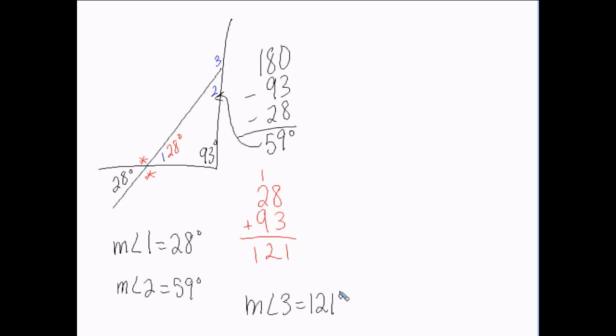These two together, the other way I could find angle 3 would be 180 minus 59, because those two together will add up to 180 because they're a straight line. So you can add the angles on the other side of the triangle together, or subtract the one next to it from 180.